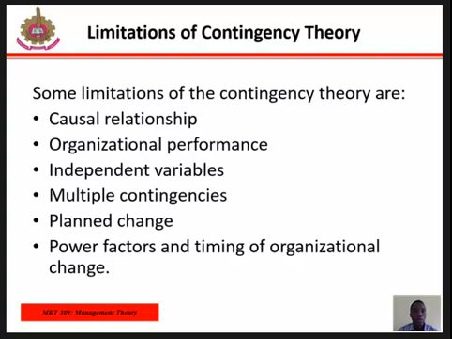Then another limitation of contingency theory is independent variables. The supposed status of the independent contingent variables as given and beyond the control of members of the organization is open to question. An organization may influence their environment through advertising or political pressures. Then another limitation of contingency theory is multiple contingencies. Organizations face multiple contingencies and there is potential for multi-way relationships among the range of organizational variables.